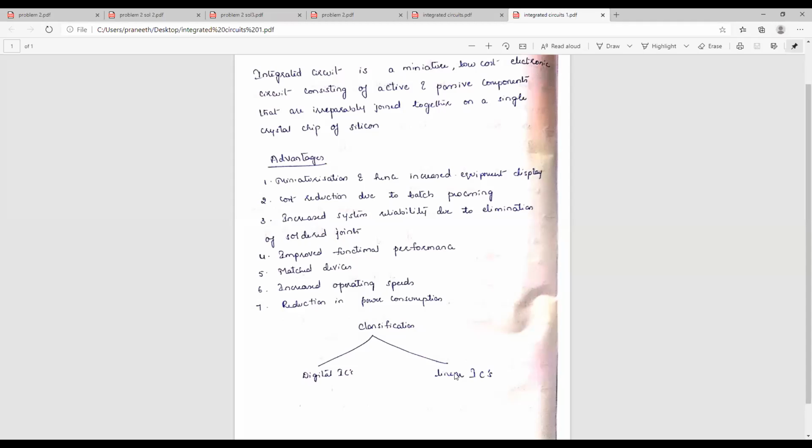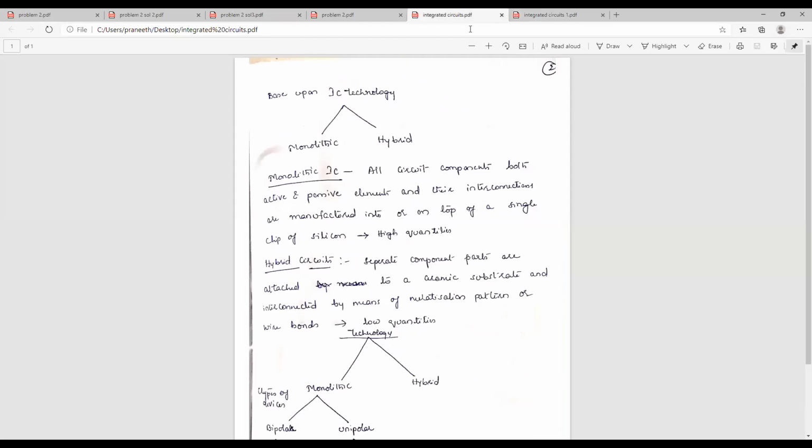So those two ICs will come under linear ICs, and digital ICs are specifically the ICs which perform only digital operation. So this is about the classification of IC based upon the application. Okay, so again there is another mode of classification. That classification is based upon technology, IC technology. That means how we are fabricating the ICs, how we are designing the ICs. So based upon the technology, there are two types. One is monolithic and the other is hybrid.